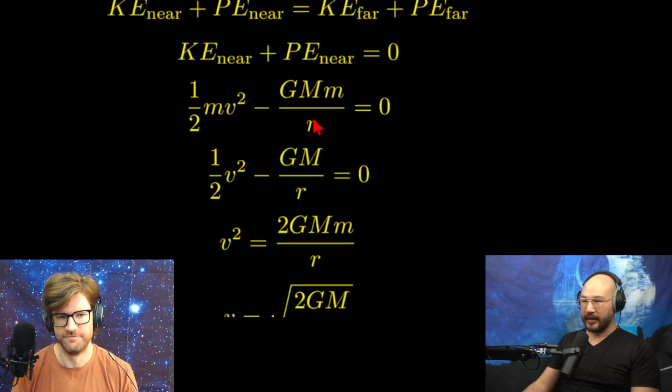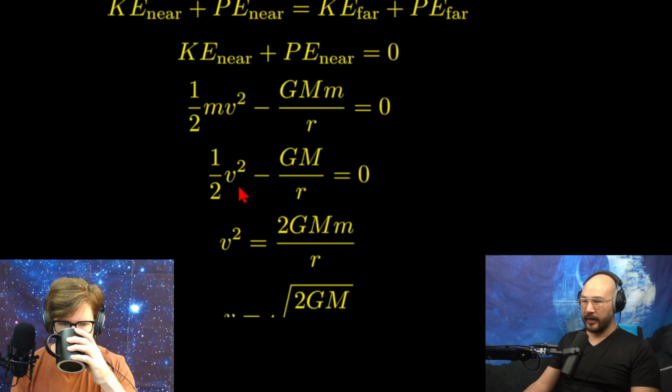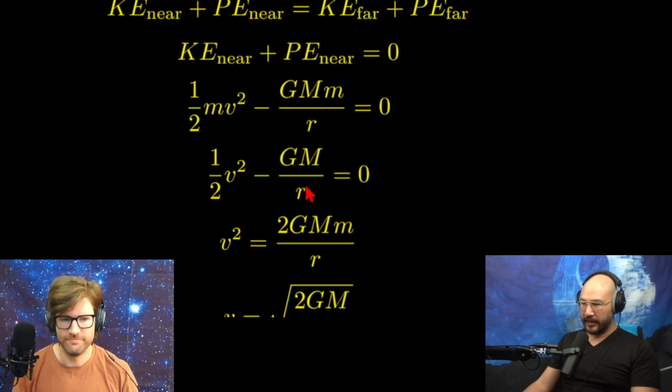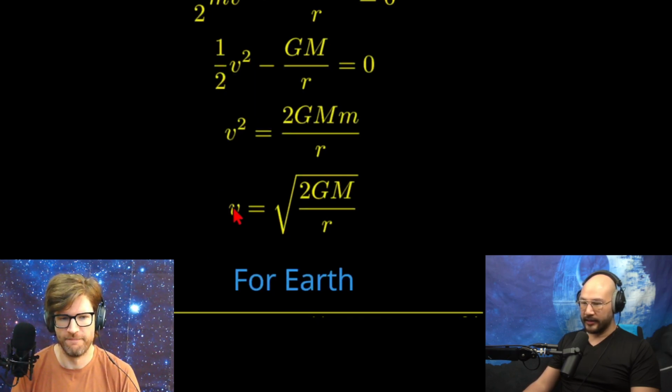Oh, hey, look, the little m's cancel. That can be moved over, so it just doesn't show up here. And then you solve for v. You take this stuff, shove it to the right side, multiply by 2, and then square root it. That's the answer. Hey, that's easy.